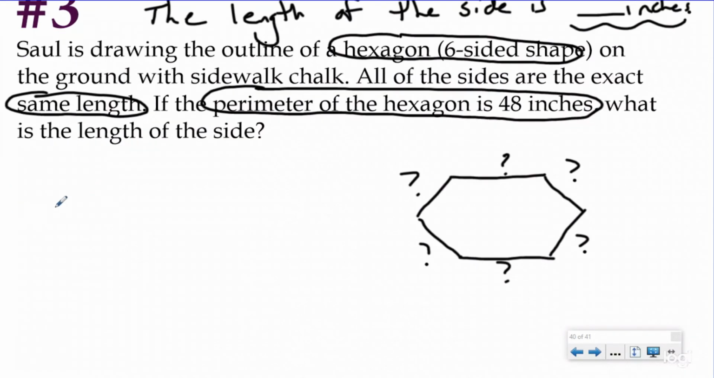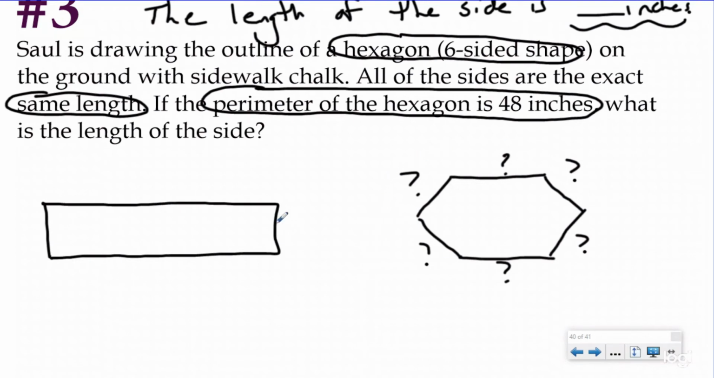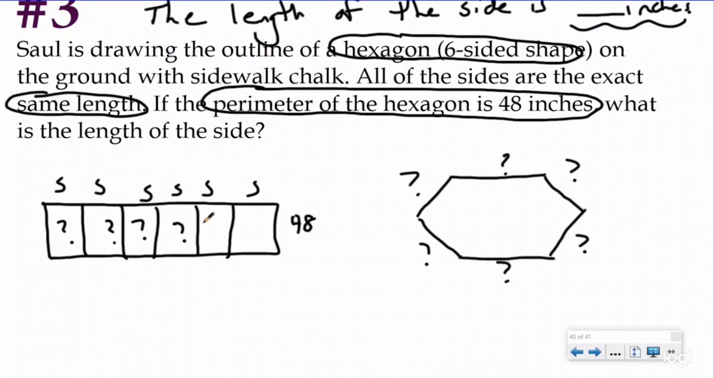So what I'm going to do here is take my part whole model, and I know if I added all the edges together it would give me 48. I know that I have 6 edges or 6 sides to add up, so I'm going to split this into 6 pieces. And more importantly, they are all equal. Okay, so each of these sides, I'll label them sides, is the exact same number.